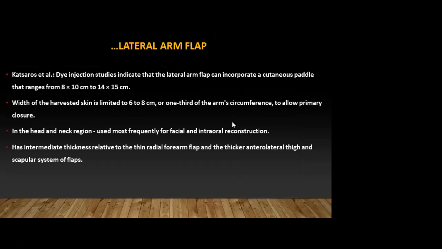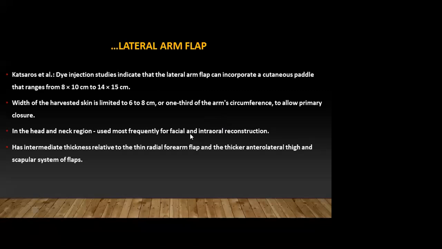When we look into further aspects of the lateral arm flap, Katsaros et al. did dye injection studies to look into the cutaneous paddle, how much we can take. As per his study, it ranges from 8 by 10 centimeter to 14 by 15 centimeter. The width of the harvested skin is limited to 6 to 8 centimeter, or one third of the arm circumference. If we go beyond this, then primary closure of that area will be difficult.